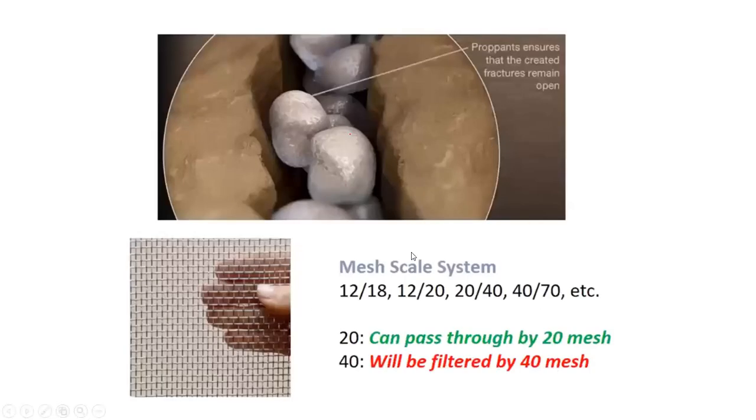So this is a proppant. We have different types of proppant, which you are going to see. Proppant ensures that the created fracture remains open. We have different sizes, the mesh sizes, such as 12/18, 12/20, and so on. Take for example the 20/40. The 20 means that it can pass through a 20 mesh, and 40 means it will be filtered by a 40 mesh. You have to understand that the 20 is greater than the 40. You are not looking at the value; you have to go and recall what mesh is, right?